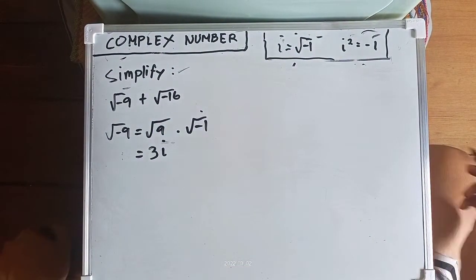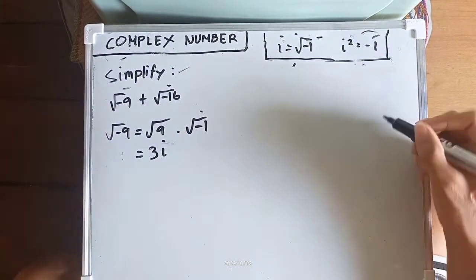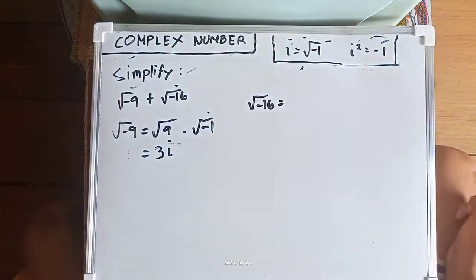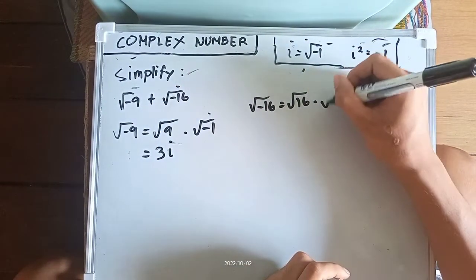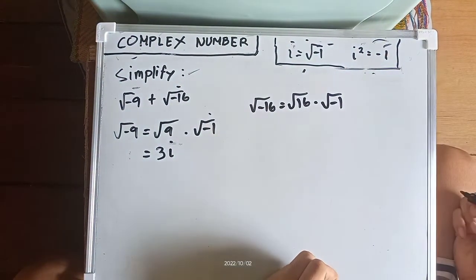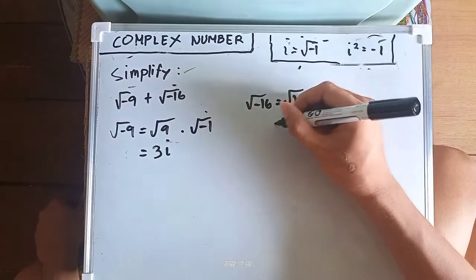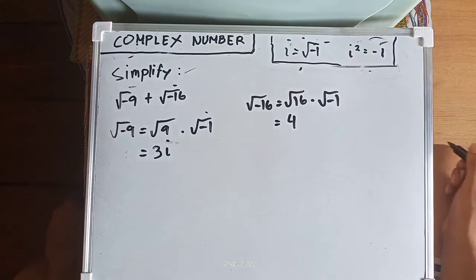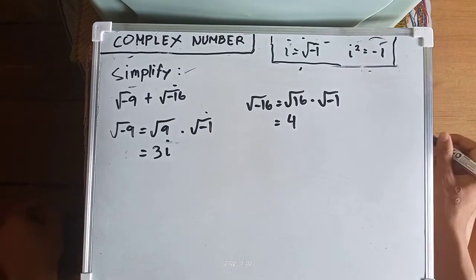Next, solve the one on the right side. The square root of negative 16 can be written as the square root of 16 times the square root of negative 1. And we know that the square root of 16 is simply 4, and the square root of negative 1 is simply i.